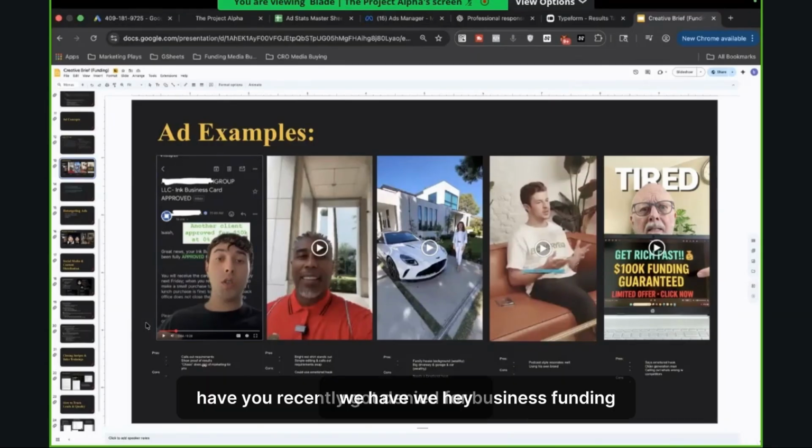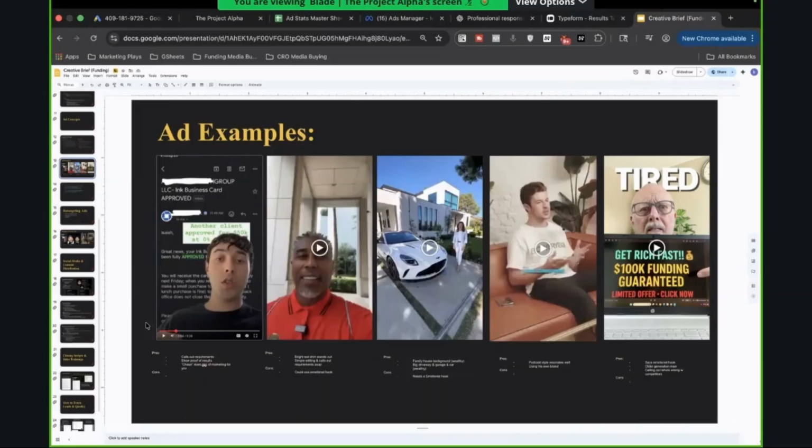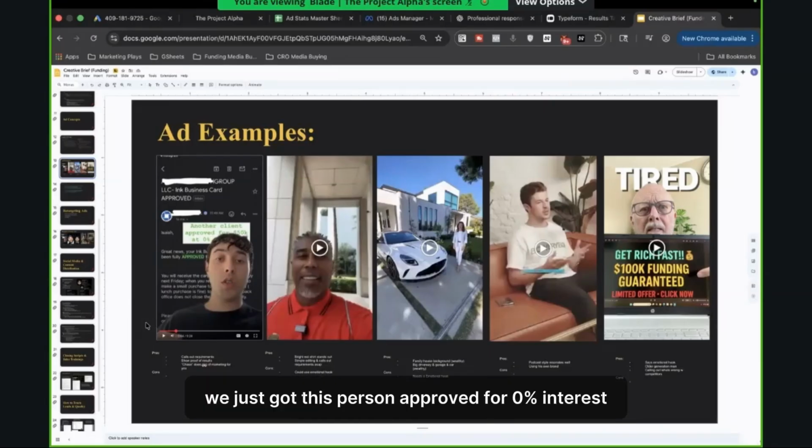Hey, we recently got denied for business funding. Well, guess what? We just got this person approved for 0% interest, 50K over here from Chase. But in order to do so, we had to give this person at least a 700 credit score. We had to get them up to a 10K credit card limit. We had at least an accumulation of 10K in credit cards and no more than really 1 or 2 derogatories on here. If you need help with this, reach out to me right now.